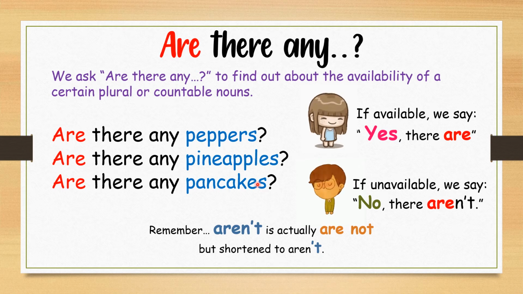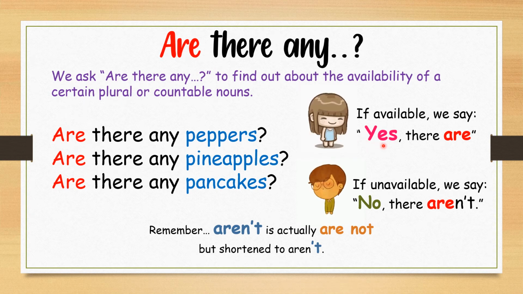Okay, now when it is plural, we use the word are to start the question because are is for plural nouns. All right. Now, that is how we ask questions using are there any. But how do we answer this kind of questions? Now, let's say that the things that we're asking for is available. If it is available, we will say yes. Now, look at the girl. The girl is nodding. When she nods, meaning to say the answer is yes.